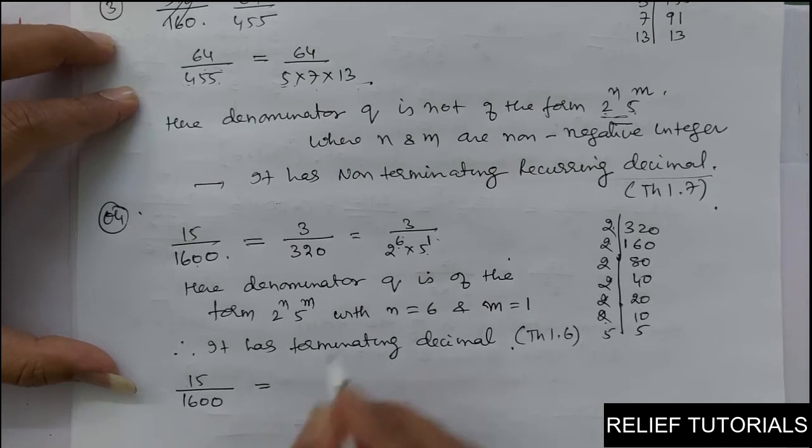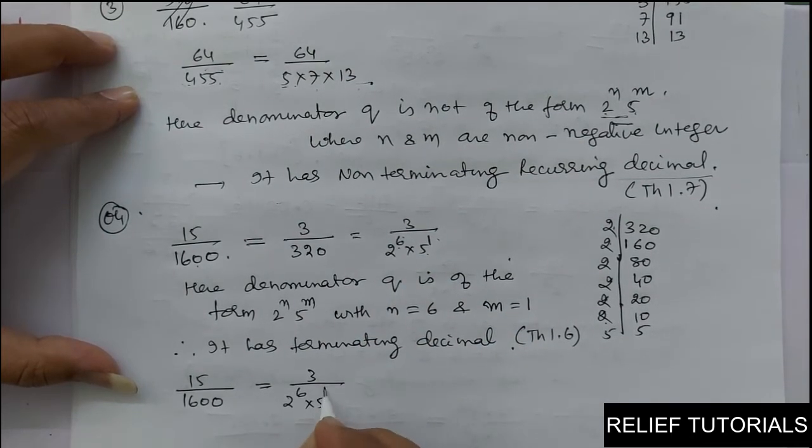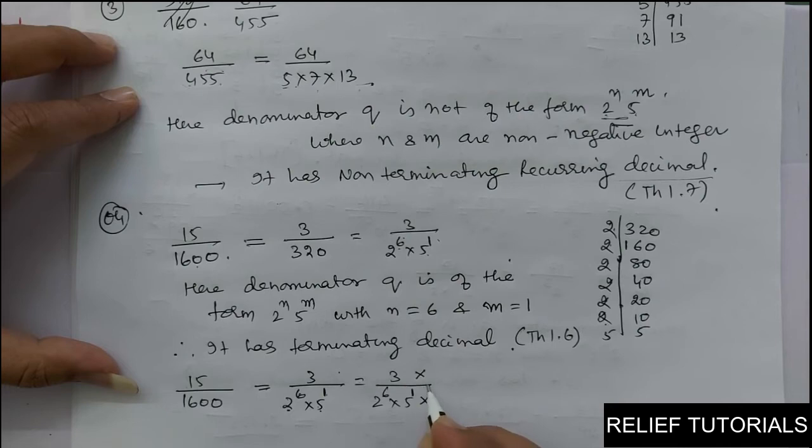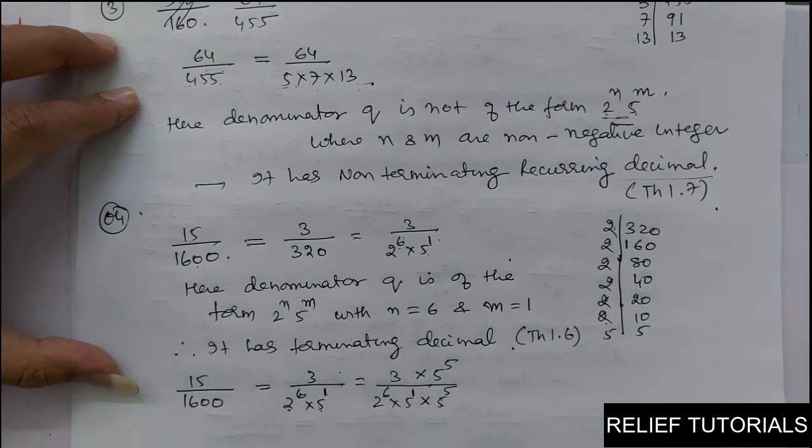What you will get is 3 upon 2 raised to 6 into 5 raised to 1. So here the powers of both 2 and 5 should be the same. Then only we can write 10. Are you understanding? Here the power of 2 is 6, the power of 5 is 1. So how many less compared to this? 5. So what will you do? You will multiply both numerator and denominator with 5 raised to 5.